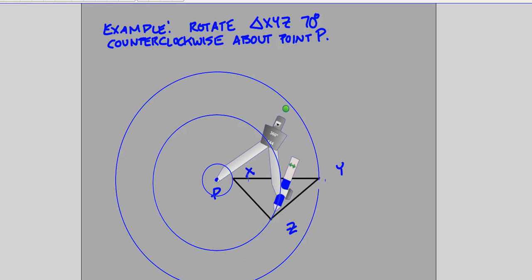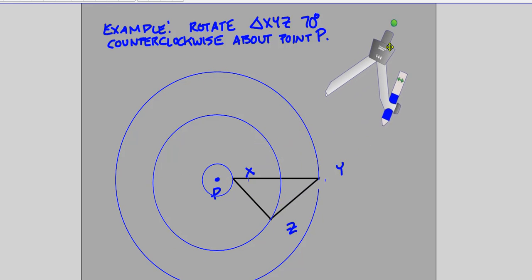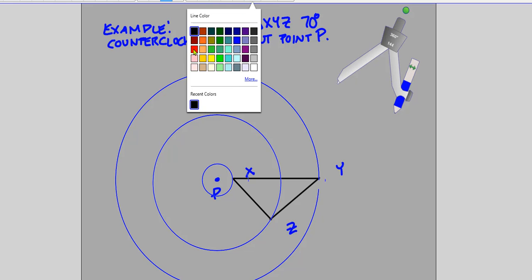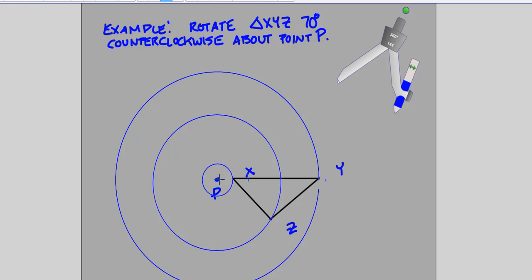Alright, so now I've done what I need to do with the compass. So I'm going to move that out of the way. These are all circles. These are called concentric circles. They all have the same center. Now I am going to draw line segments from the center to each one of those points. So I'll go to X here, X is right here, Z is right here, and Y is here.